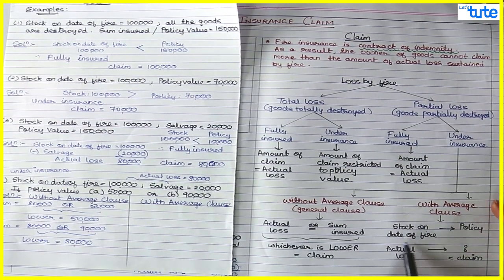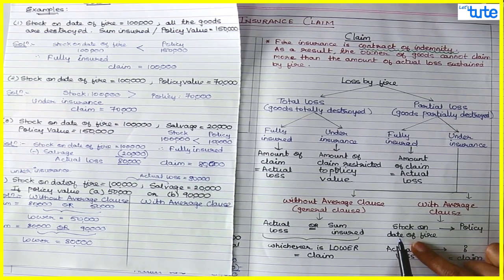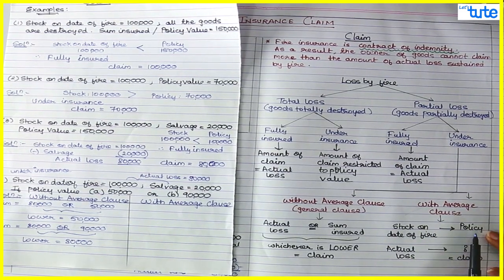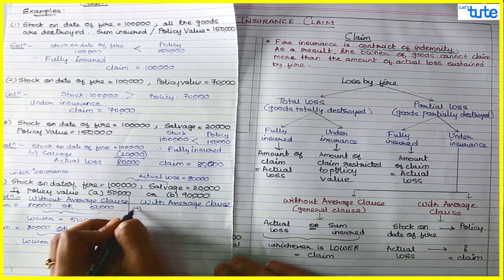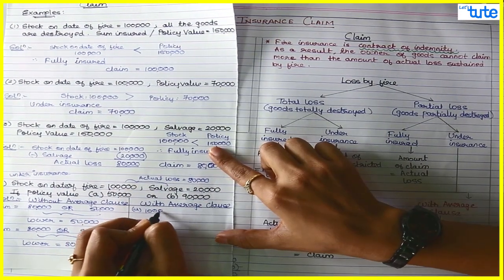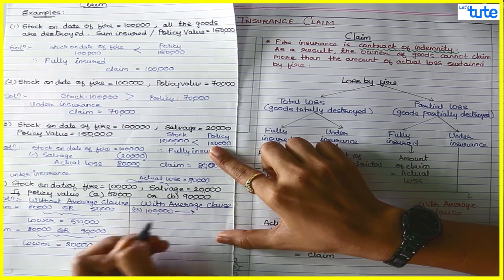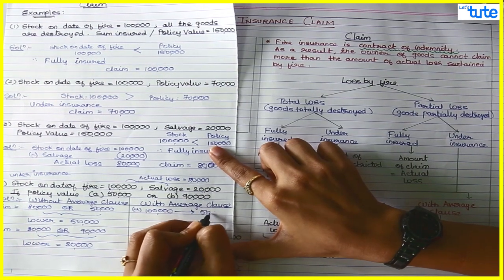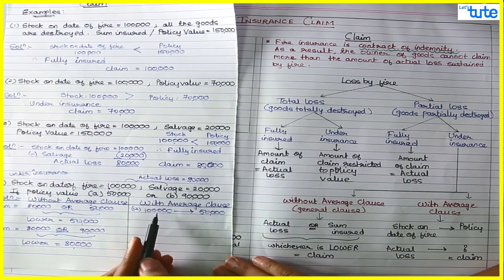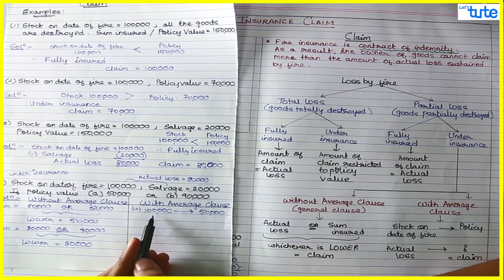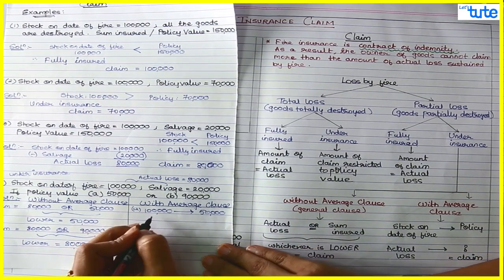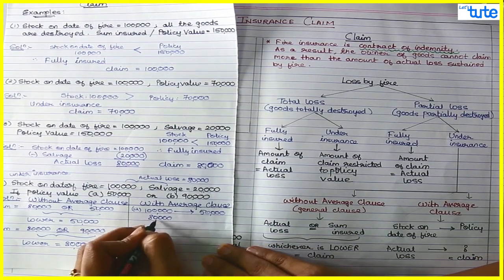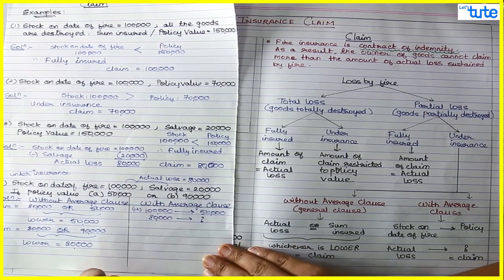So for example, for the stock on date of fire, we have a particular amount of policy. Whatever the actual loss we suffer, how much will we get as the claim amount? So going with this example, stock on date of fire is 1 lakh, and against which we had a policy, first case is only 50,000. So for 1 lakh worth of stock, we had a policy of only 50,000. When you suffered a loss of 80,000, how much claim will you receive?